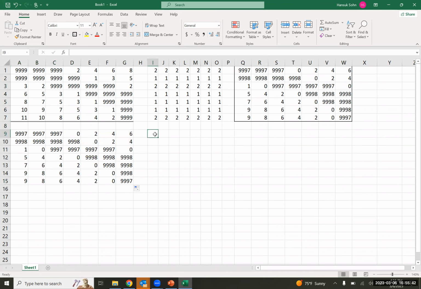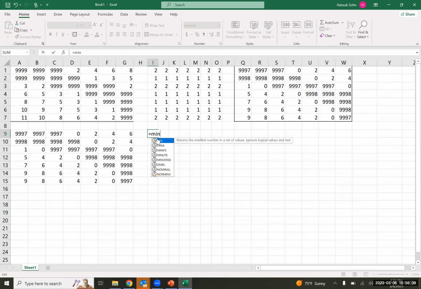Now I'm going to conduct the column reduction. So as we did, similarly, we're going to find the smallest value for each column. And then we're going to reduce the same amount in that column, by the same amount. So first I'm going to identify the minimum value for each column.